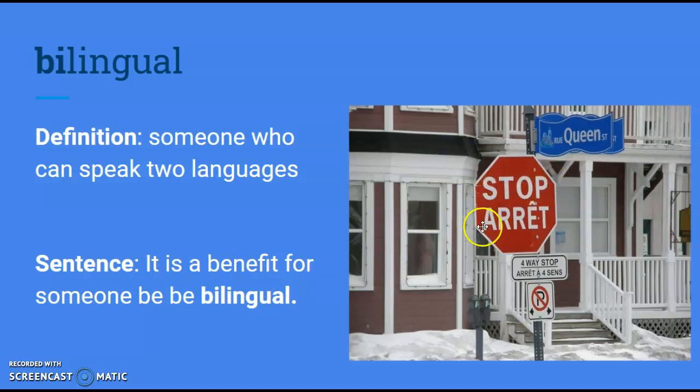So this is stop and arrête. It's two different languages for the word stop.